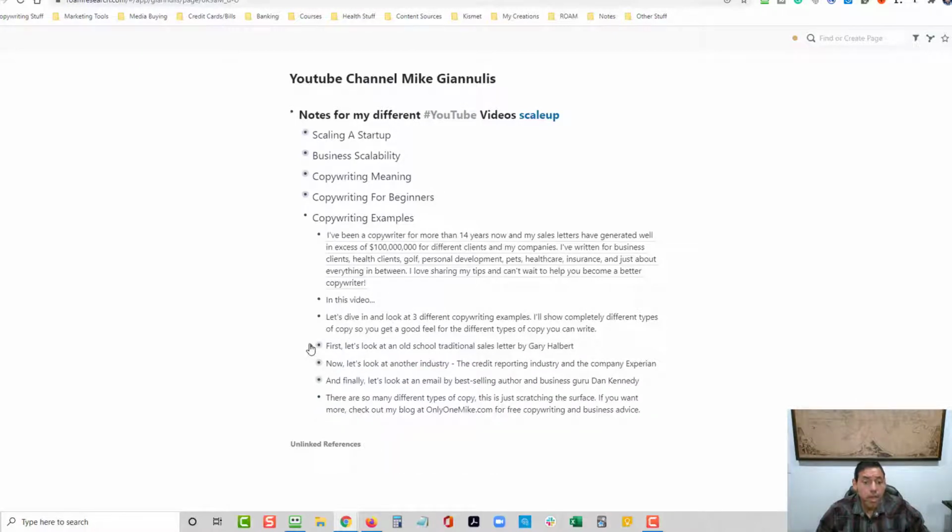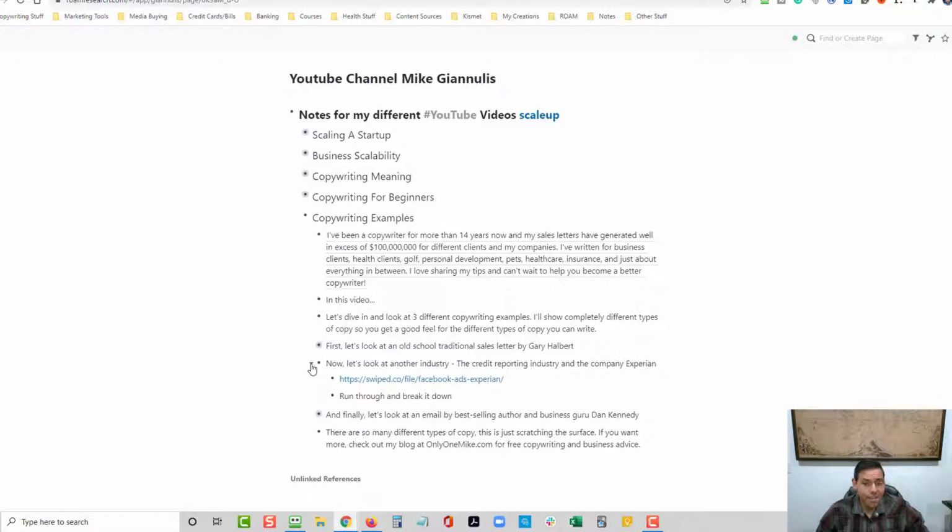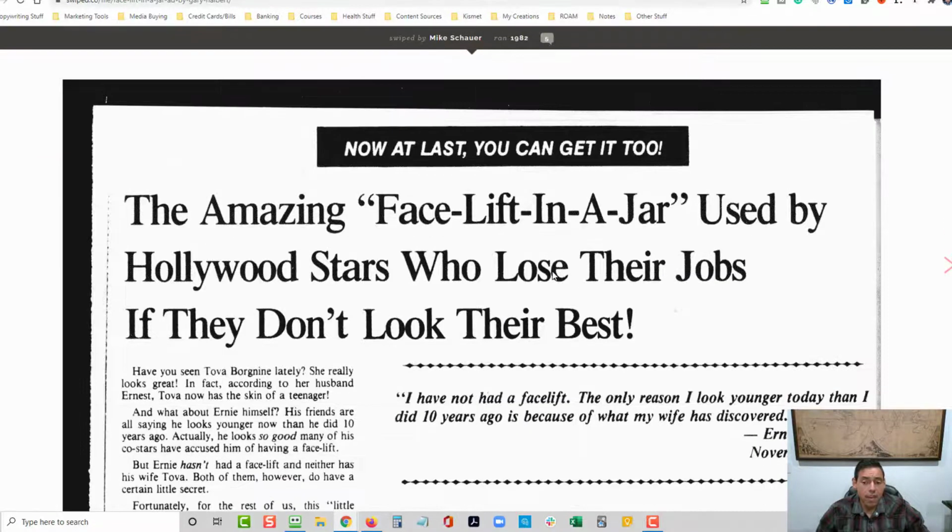What I want to do now is look at another industry, okay? And this is going to give you a different viewpoint. We're going to look at the credit industry, or credit reporting. This is more of an ad, and it's a Facebook ad. So the first one was more the traditional sales page, longer form. This would have been in a newspaper.